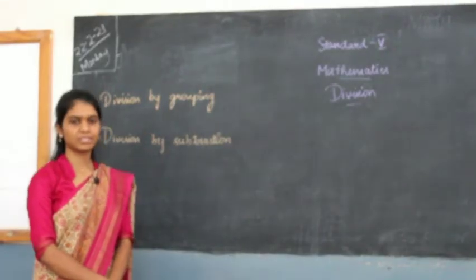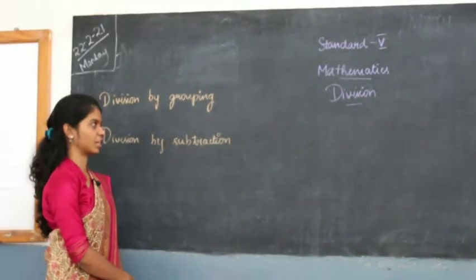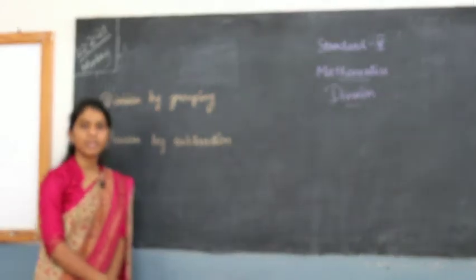Good morning children. So today we are going to see division. Division is repeated subtraction. You know, right? Multiplication is repeated addition. Likewise, division is repeated subtraction of a number. Okay, so division can be done in two methods.